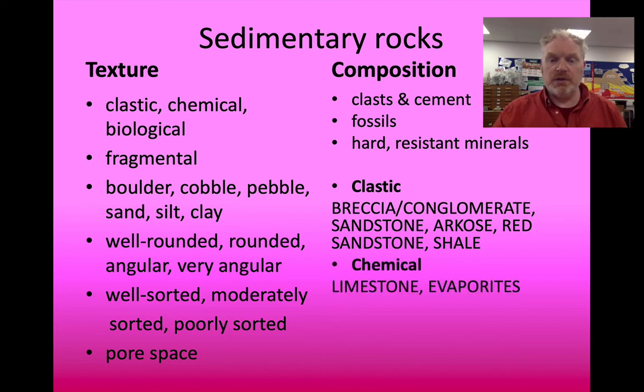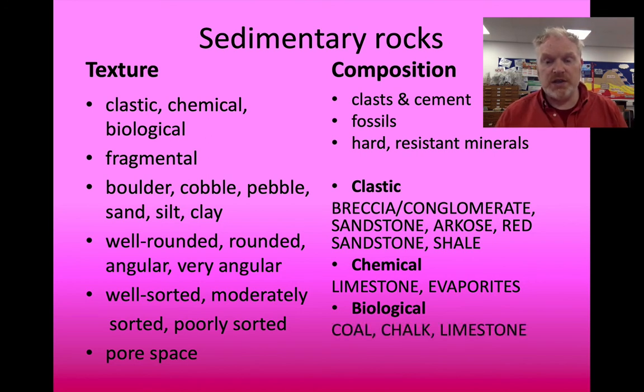Chemical sediments. A lot of limestones are chemical. And also evaporite deposits like gypsum or halite deposits, salt deposits from salt lakes, will be chemical sediments. And we also have biological sediments as well. Coal, made of fossil trees. Chalk, made of microfossils with a calcite shell called coccoliths. Or you can get limestones as well that are almost entirely made of fossil shell material.